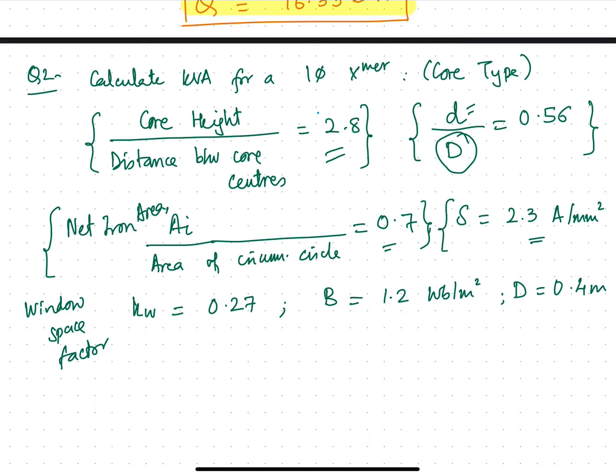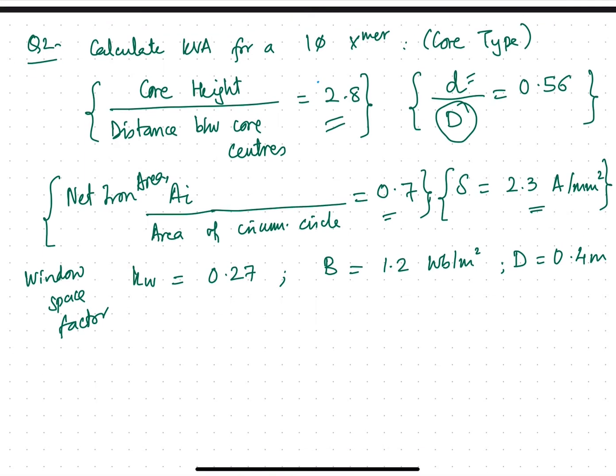The current density is 2.3 ampere per mm square. The window space factor Kw is 0.27. Flux density B is 1.2 Weber per meter square, and the distance between the core centers is 0.4 meter. And of course, you are given that frequency is 50 Hertz. So you have to again calculate Q, or the output kVA.